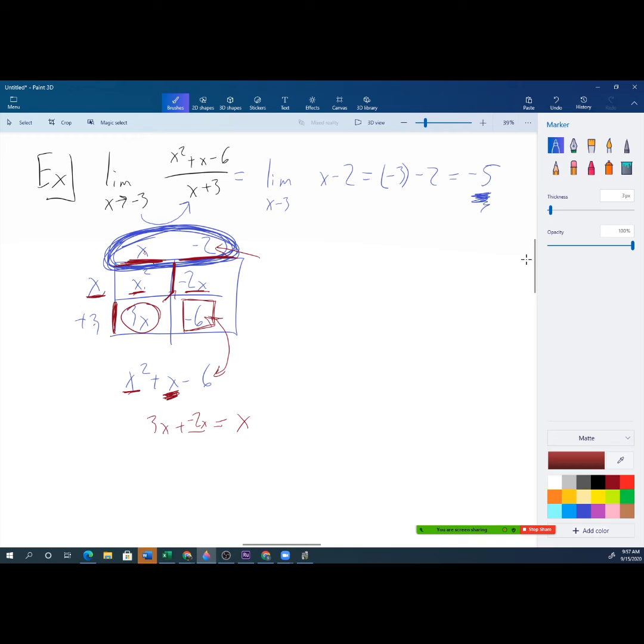Yep. Once you have your function in a place where you can plug in your number, in an equivalent function for everywhere except for maybe at the one point we need. If you see the graphs are the same, basically, then plug in your number that you're approaching and simplify from there. Just like we did with the first problems. You just plug and play.